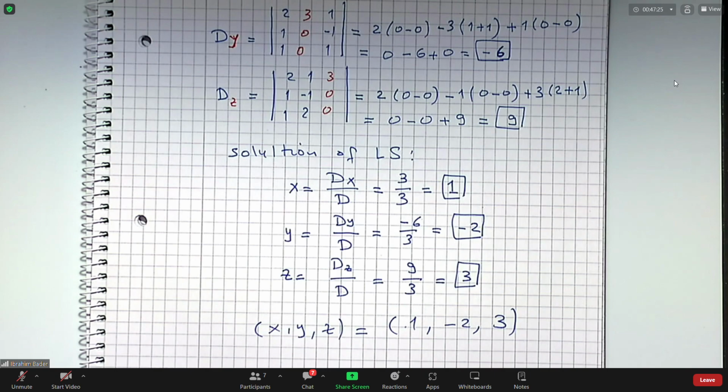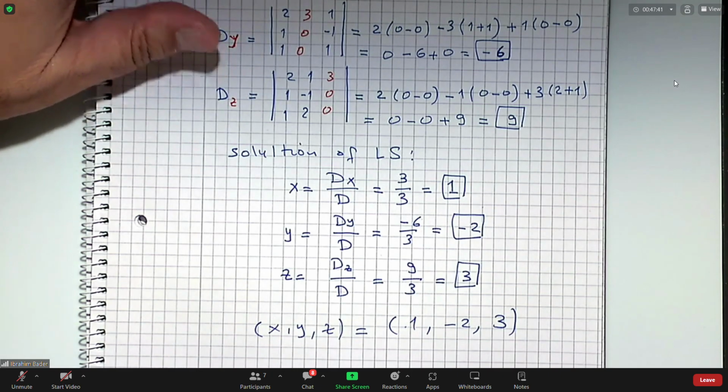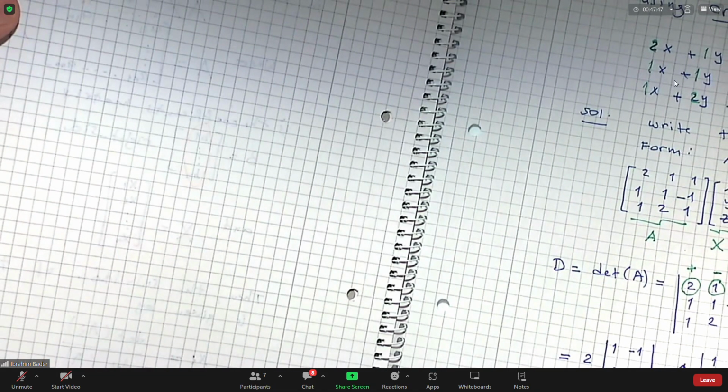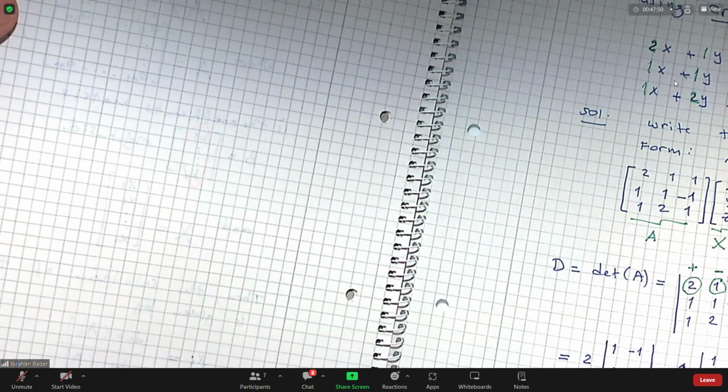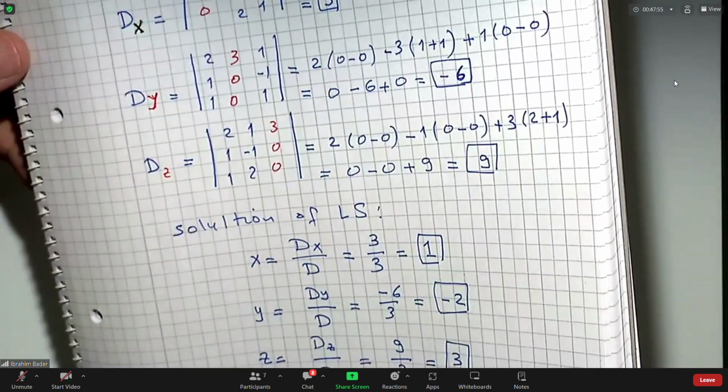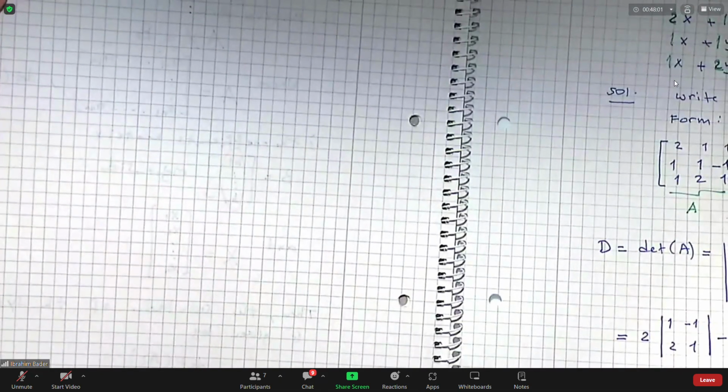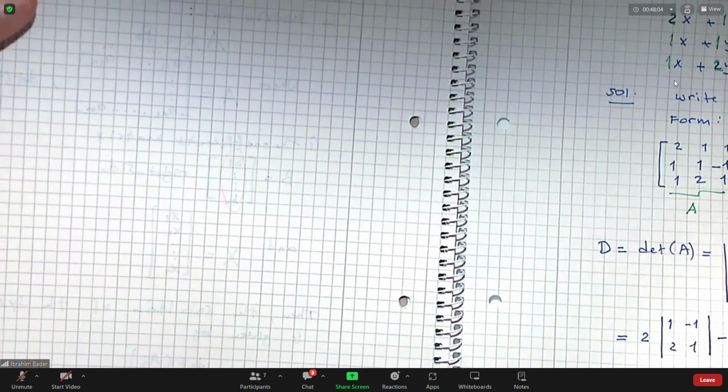Okay, so any questions regarding this method? 6 is correct. You are talking about this determinant. 2 and 1. Did we make a mistake here?